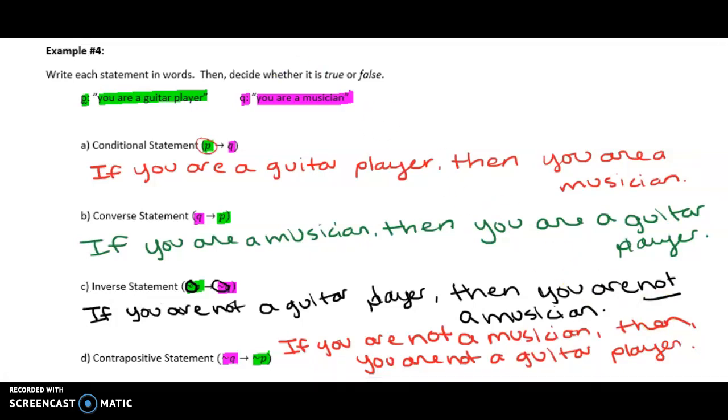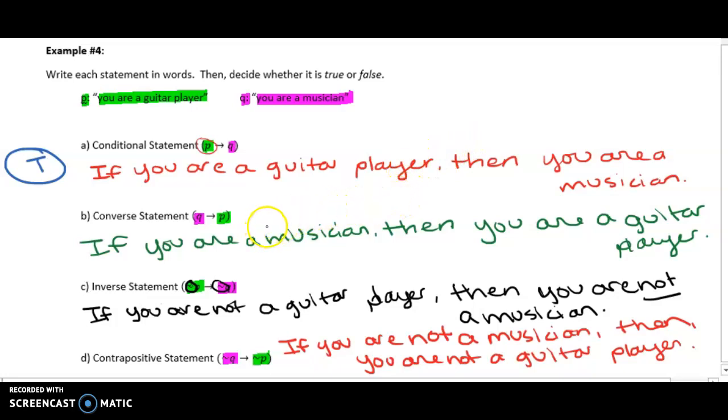All right, so let's look at these. Now we want to find whether or not they are true or false. So if you are a guitar player, then you are a musician. Well, guys, isn't the definition of musician someone who's good at music? So I'm guessing if you consider yourself a guitar player, that means you play the guitar very well. So I would say this statement is a true statement. If you can play the guitar well, then you're a musician.